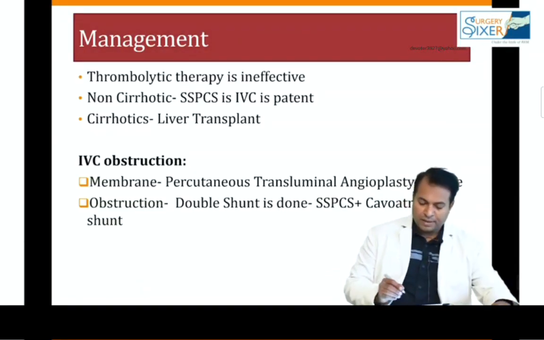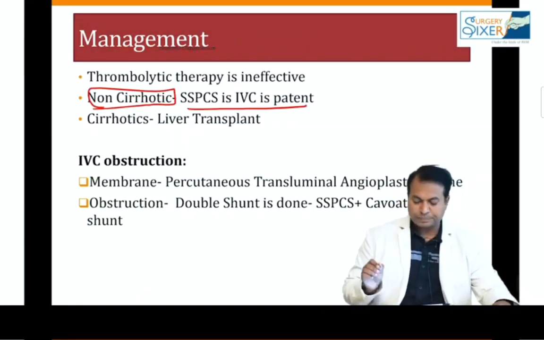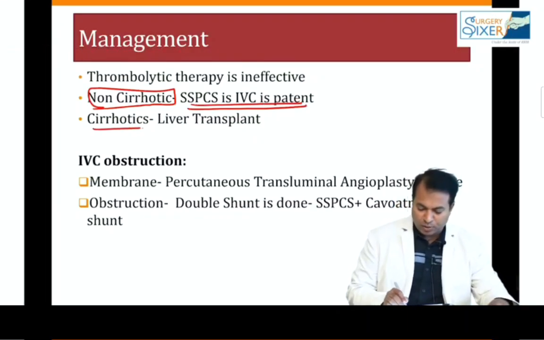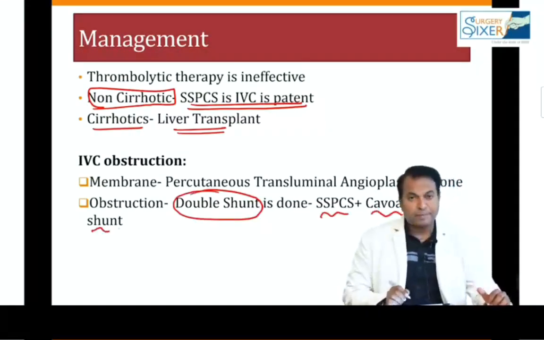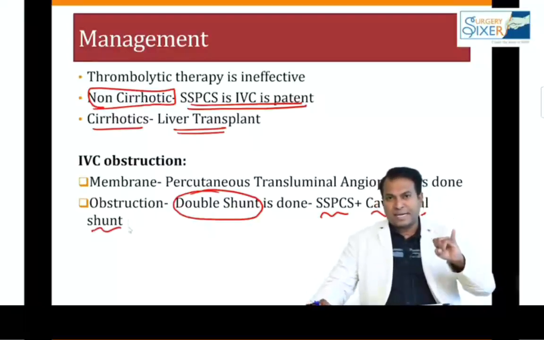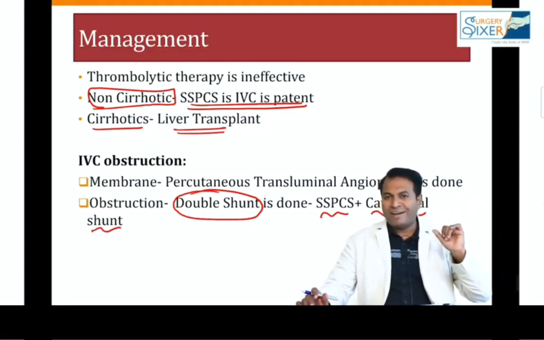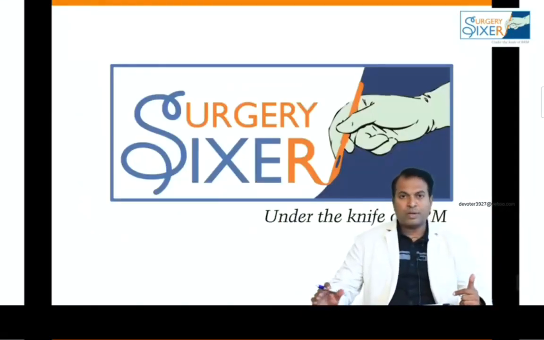Okay, so I told you in non-cirrhotic patients only we can do side-to-side portocaval shunt. In cirrhotic patients we do liver transplantation, and especially if there is an IVC obstruction, we should do a double shunt, side-to-side portocaval and cavoatrial shunt. So Rex shunt is done for EHPVO, between the superior mesenteric vein and the left portal vein. And where will you do cavoatrial shunt? It is for Budd-Chiari syndrome. Okay, so that's about portal hypertension.